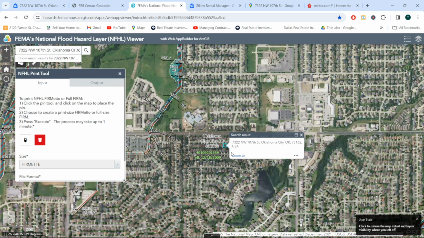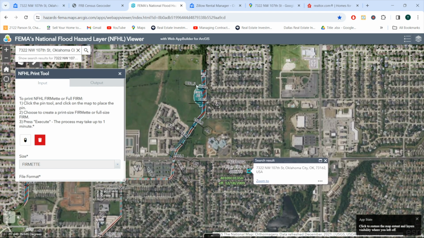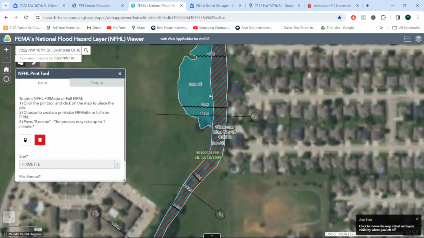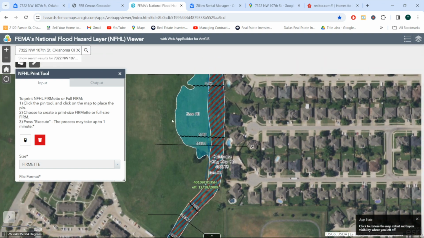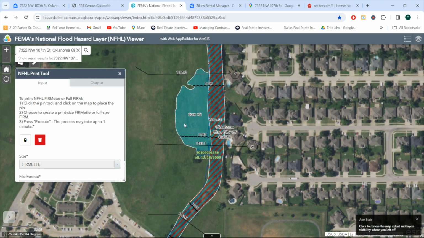Let's see if we can kind of capture a flood zone. Hey, you see this? So if it was over here, like this zone AE, that denotes that if a house was in this area, it would need flood insurance. That's an added cost. So who does that matter to?